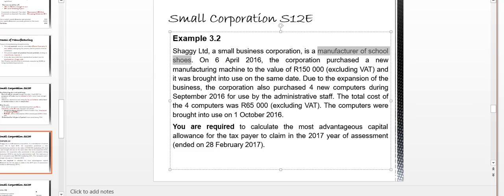Okay, so we've got 2 things. We've got a manufacturing machine of 150,000 Rand and then 4 computers to the total of 65,000 Rand. And importantly, both these values exclude VAT. So we already claimed the input VAT on them. So what you are required to do is calculate the capital allowances for the taxpayer to claim in the 2017 year of assessment.